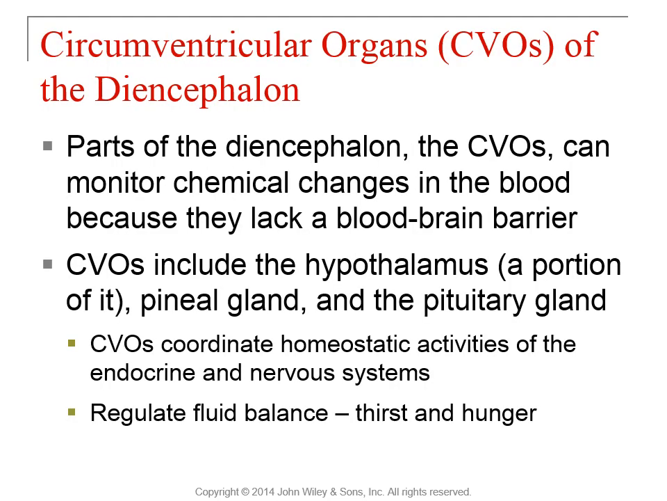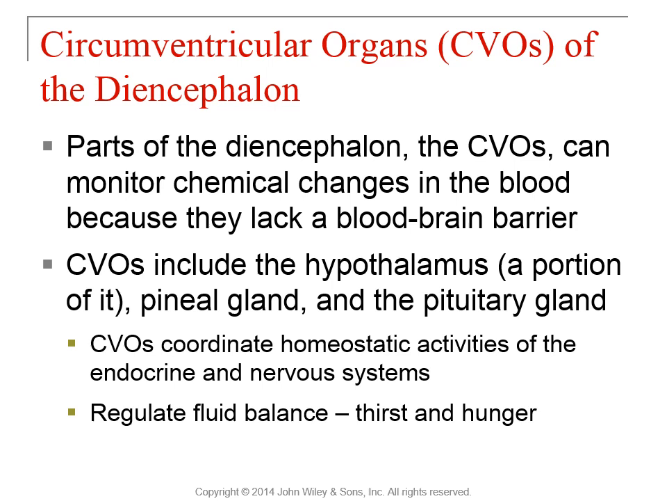So one portion of the diencephalon I want to reinforce to everybody is the circumventricular organs of the diencephalon. These are very important because these help monitor different structure or chemical changes in the blood itself. There's no blood-brain barrier here, so this is almost like, for lack of a better term, a dipstick type of sense of what's going on through the blood. This will help coordinate different types of homeostatic activities through the endocrine and the nervous system.